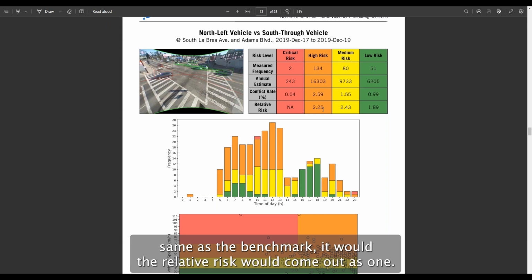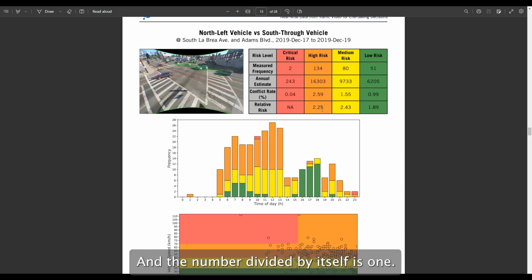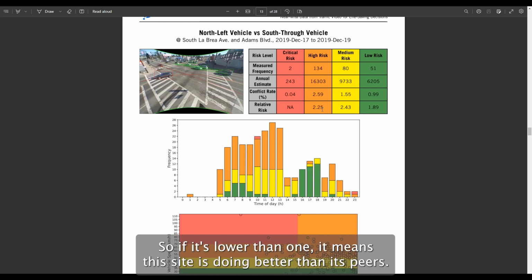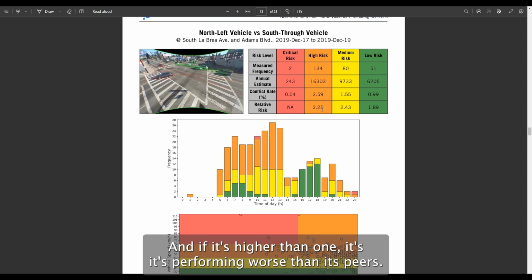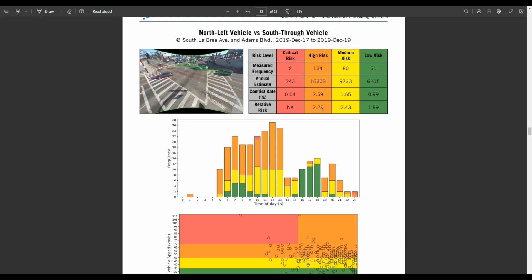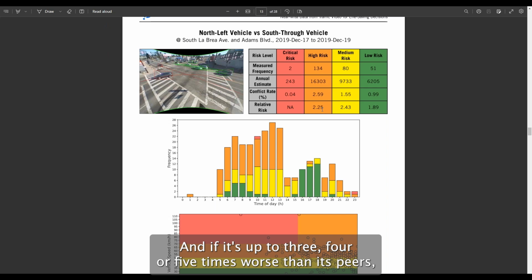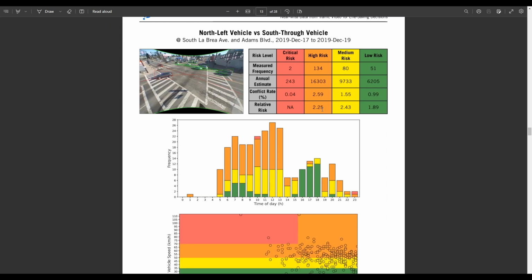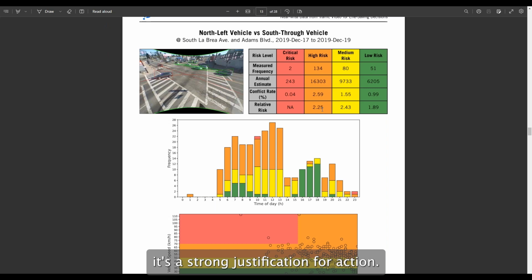If it was the exact same as the benchmark, the relative risk would come out as 1. Any number divided by itself is 1. So if it's lower than 1, it means this site is doing better than its peers. And if it's higher than 1, it's performing worse than its peers. And if it's 2, 3, 4, 5 times worse than its peers, it's a strong justification for action.